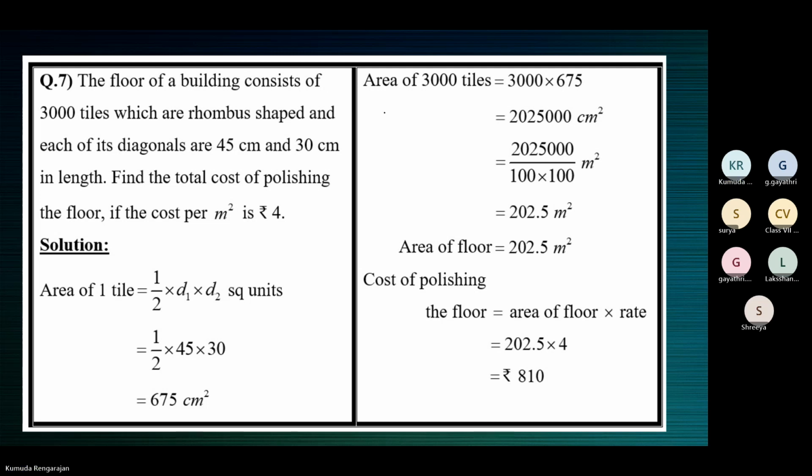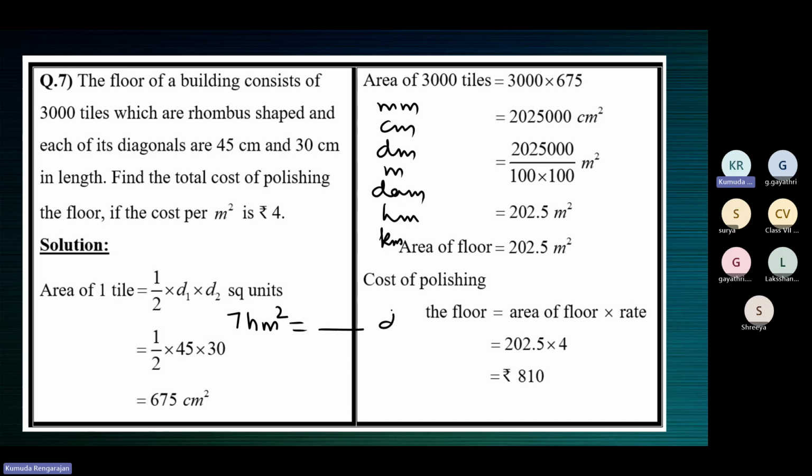Now tell me, I'll write the metric chart of length: millimeter, centimeter, decimeter, meter, decameter, hectometer, kilometer. Now supposing I have 7 hectometer square. How do I convert this to decimeter square? Surya, I'll just come back in 2 minutes. How to convert 7 hectometer square to decimeter square?